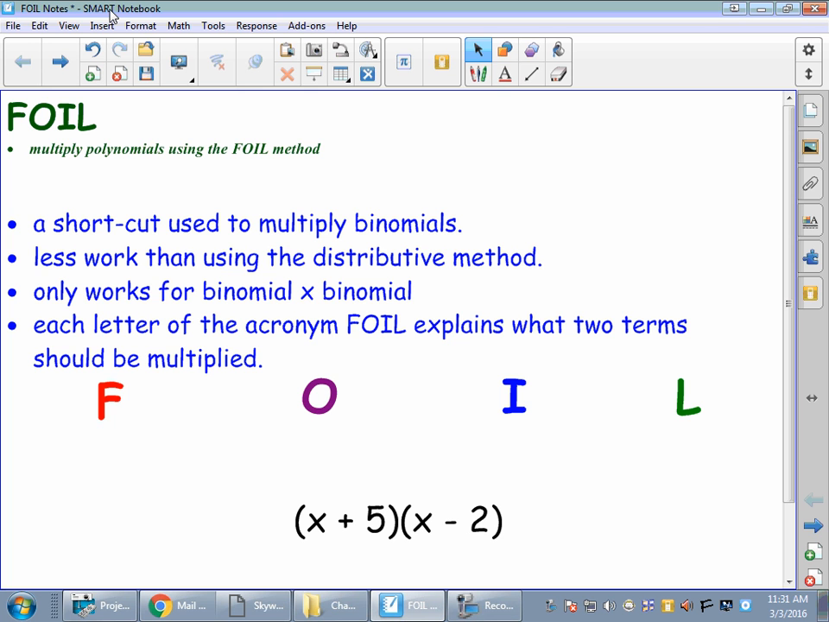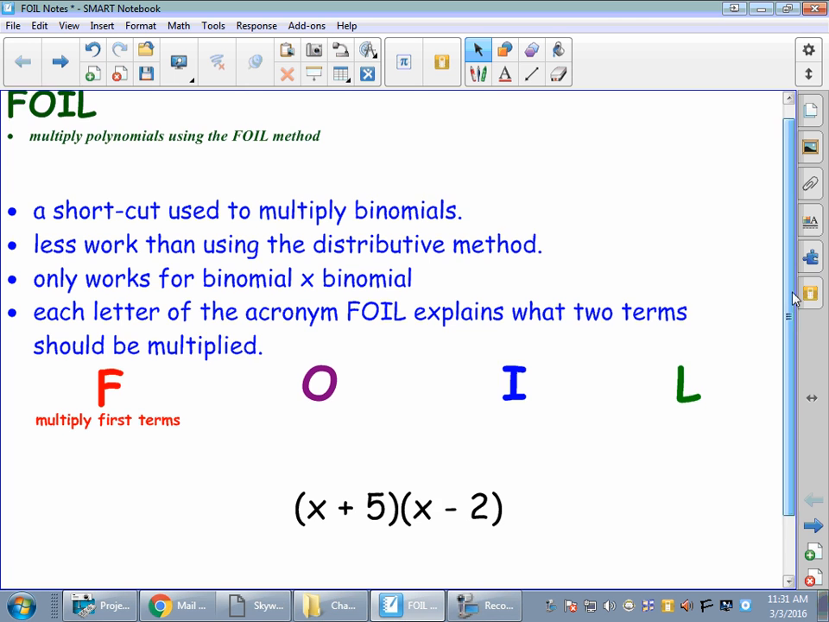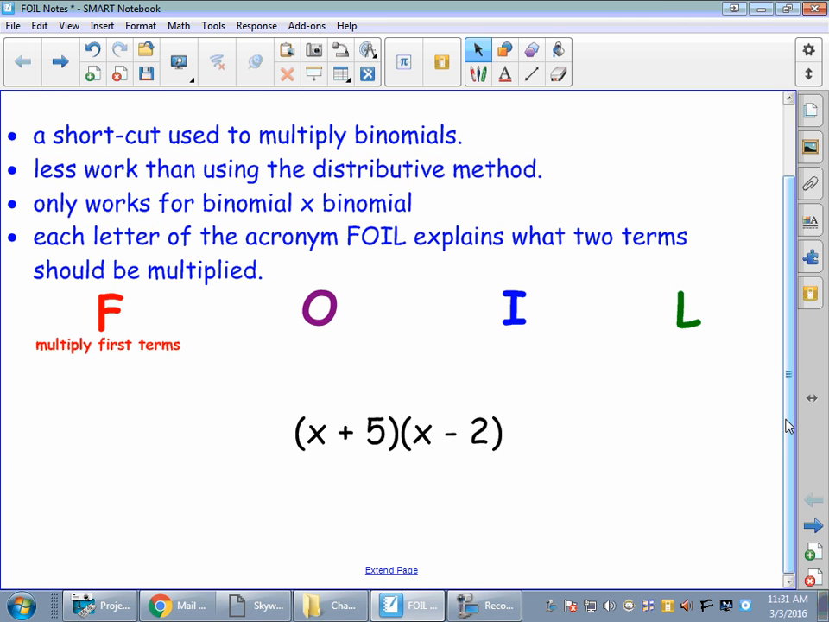So the F in FOIL is telling us that we should multiply the first terms. So when you use FOIL, you really don't have to split up one of the polynomials. You can leave them in their original form. And the letters of FOIL tell us who gets multiplied so that we don't forget any and that we don't repeat too many. So everybody gets multiplied by everybody.